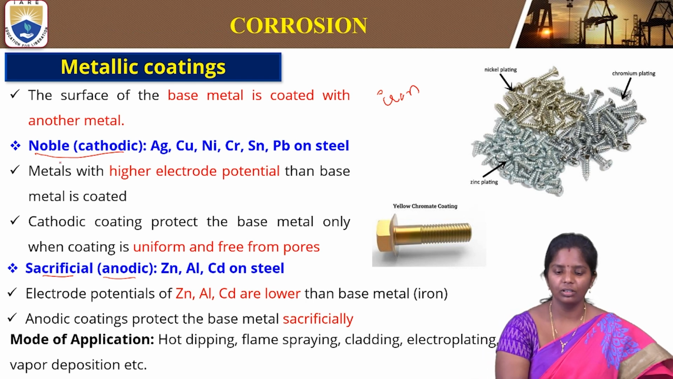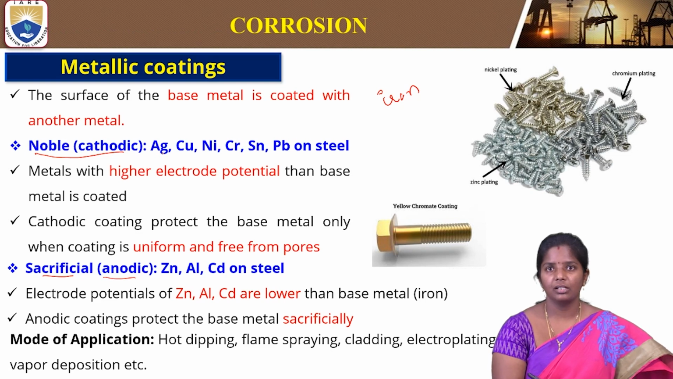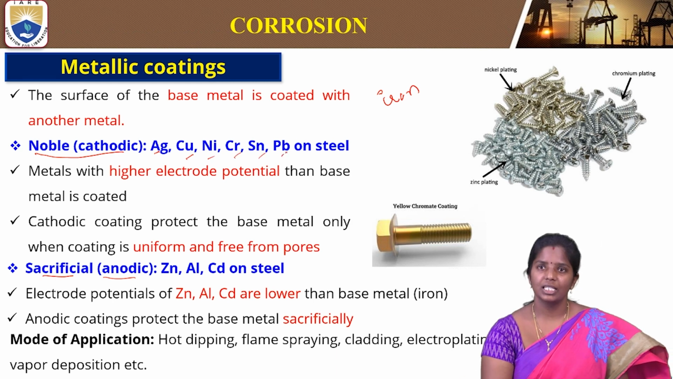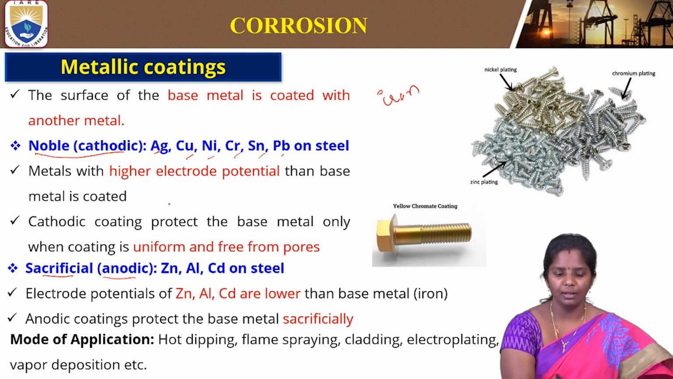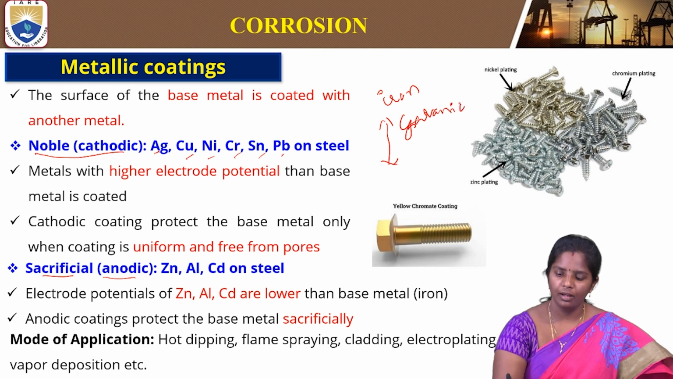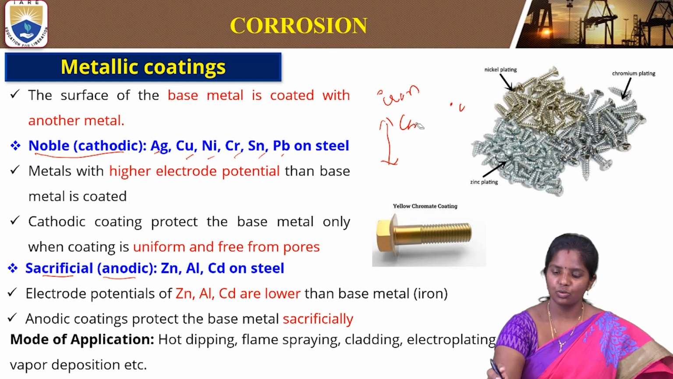So for noble or cathodic coatings, what happens? There is no reaction. It means inert or noble metals like silver, copper, nickel, chromium, tin and lead are used on steel. Steel is nothing but an alloy of iron again. So metals with higher electrode potential than the base metal are coated. If we remember the galvanic series, noble metals are placed below. So they have higher electrode potential than the base metal. It means there is no oxidation reaction taking place for these noble metals.